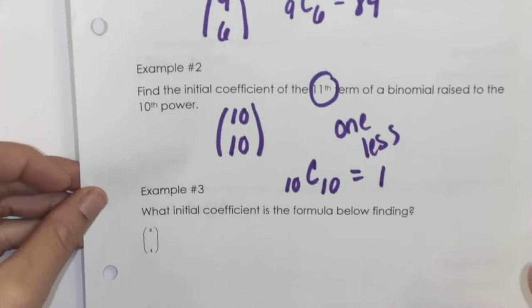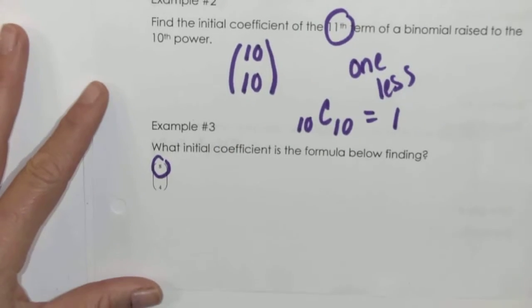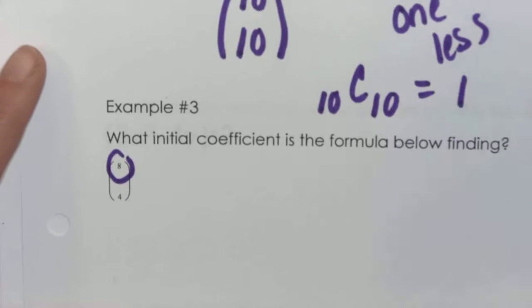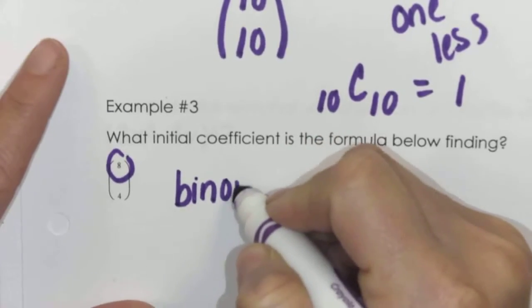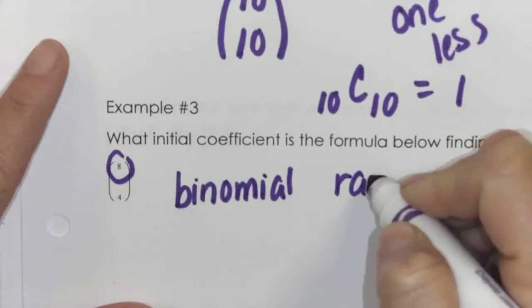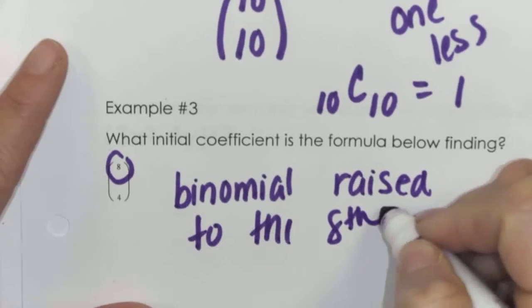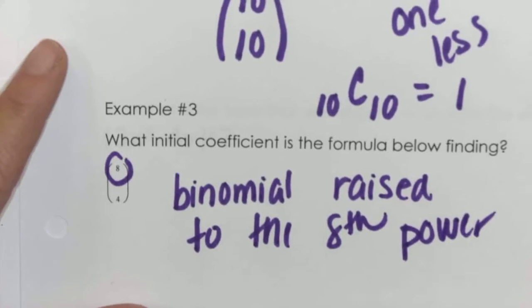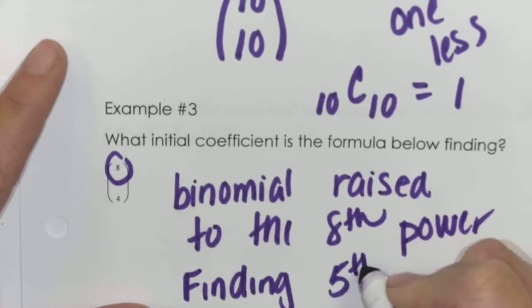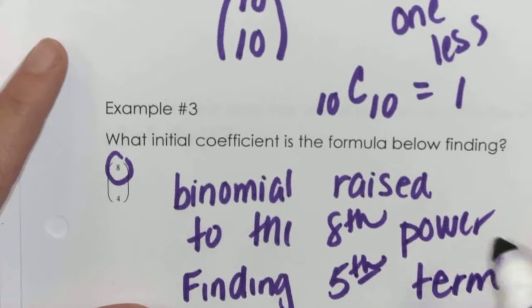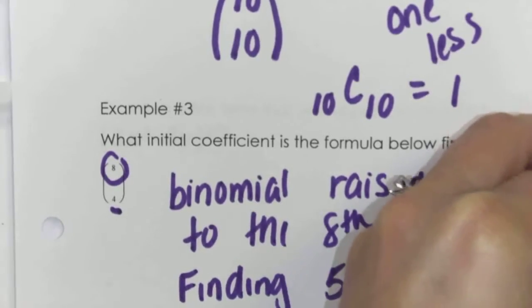It says, what initial coefficient is this formula finding? So this is the power, which in this case is an 8. I know that's kind of small. Let me see if I can zoom in there. Yeah, I can see a little bit better there. So it's a binomial raised to the 8th power. And I am finding the 5th term, because if I look here, that's a 4. 4 is 1 less than the number 5. So that's 1, 2, and 3. Make sure you have those down.